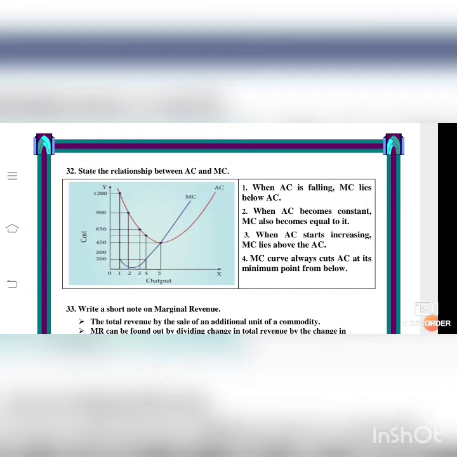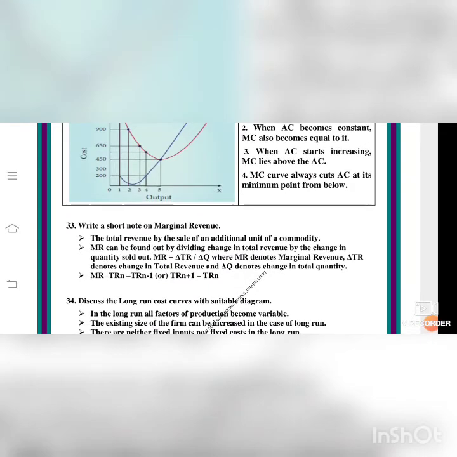The blue curve is MC and the red curve is AC. So you will draw the diagram and you will write the explanation for that. That is called the relationship between AC and MC. Next we will move on to the short note on marginal revenue.